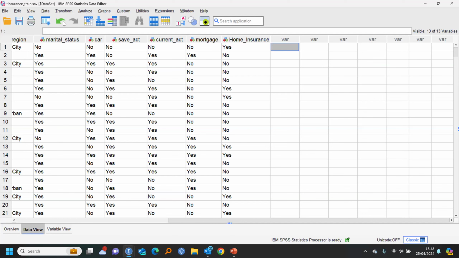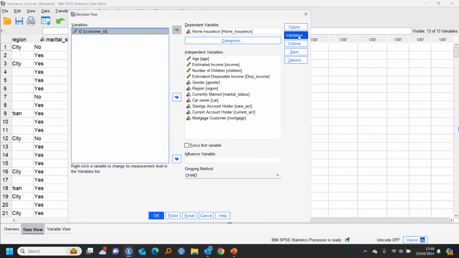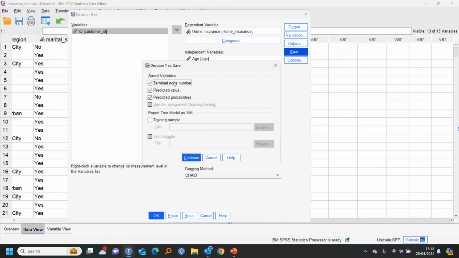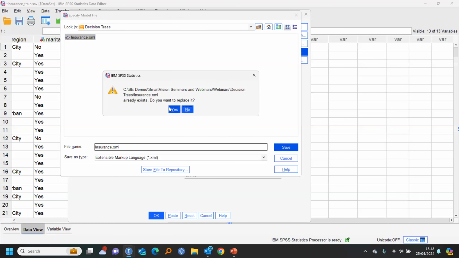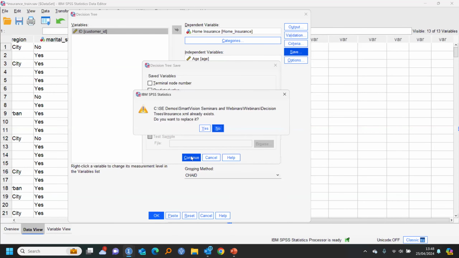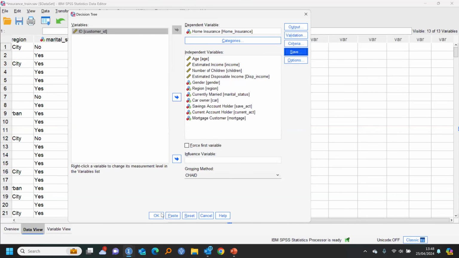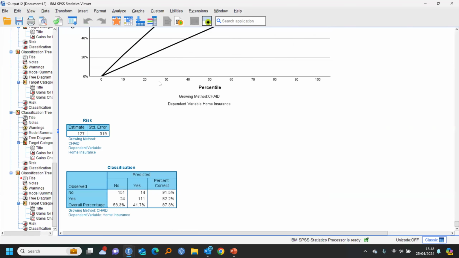Well, yes, we can. We can call up the decision tree that we just ran and go to save here. I'm going to switch this off, I don't really need it. Instead, I can say export the tree as a model. I've already got one here called insurance. I hit save at this point. It says, do you want to replace it? I click continue, yes, I want to replace it, I want to rerun it. And it reruns it. It basically does the same thing again, but this time it's saved that little file out.